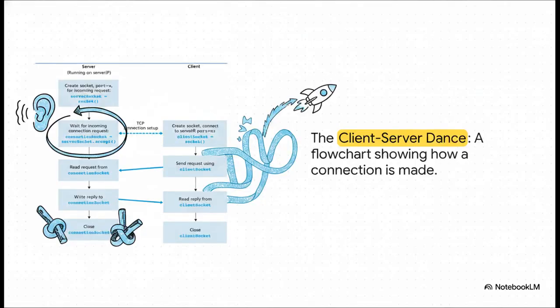It's really like a choreographed dance. You see the server on the left? It gets itself ready by creating a socket and setting itself to listen. And then it just waits. Meanwhile, the client on the right kicks things off with a connect. And once the server accepts that connection, boom, they can start that back and forth of sending and receiving data until one of them finally decides to close the connection.